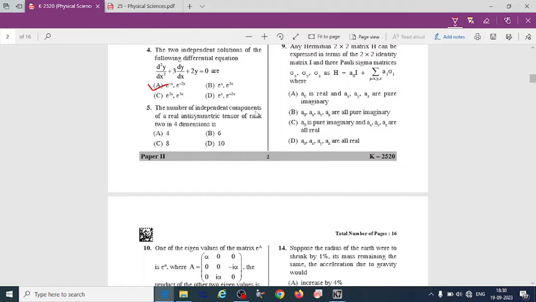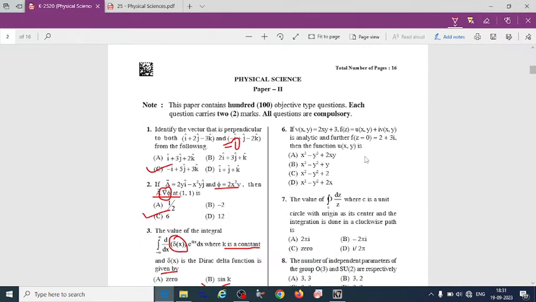The number of independent components of a real asymmetric tensor of rank 2 in 4 dimension is. So as we know 3 dimension, but they are asking 4 dimension, number of independent components of a real asymmetric tensor of rank 2. Then the answer is 6, the total independent number of real asymmetric tensor of rank 2.